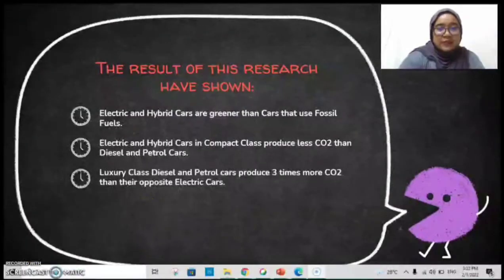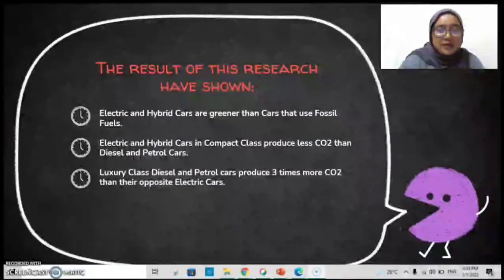The result of these ratios have shown electric and hybrid cars are greener than cars that use fossil fuels. And then electric and hybrid cars in compact class produce less CO2 than diesel and petrol cars. And the last one is luxury class diesel and petrol cars produce 3 times more CO2 than their opposite electric car. That's all for me.